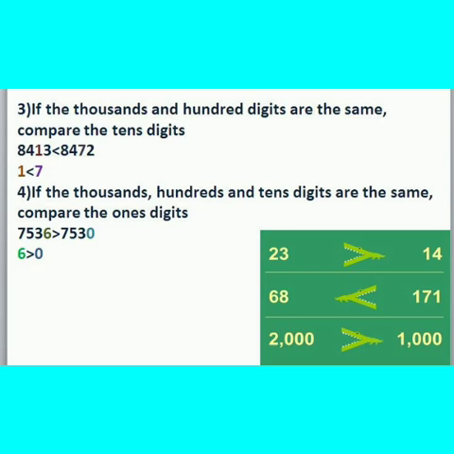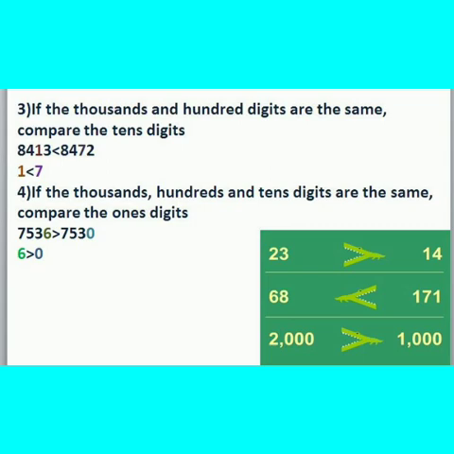If the thousands, hundreds and tens digits are the same, then compare the ones digits. For the numbers 7536 and 7530, 753 are the same for both numbers, and 6 is given for the ones place for the number 7536 and 0 is in 7530. So 6 is greater than 0 here. So the number 7536 is greater than 7530. Yes. So I hope you clearly understood about the variation in comparison of numbers.